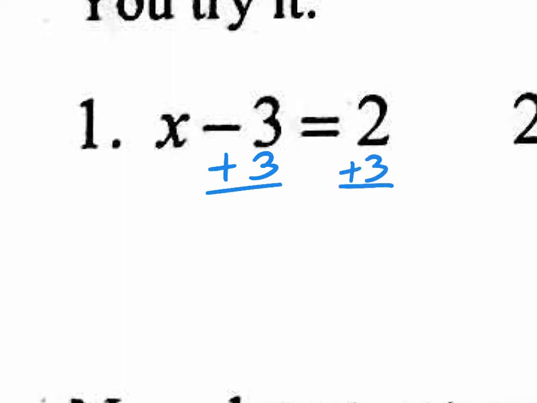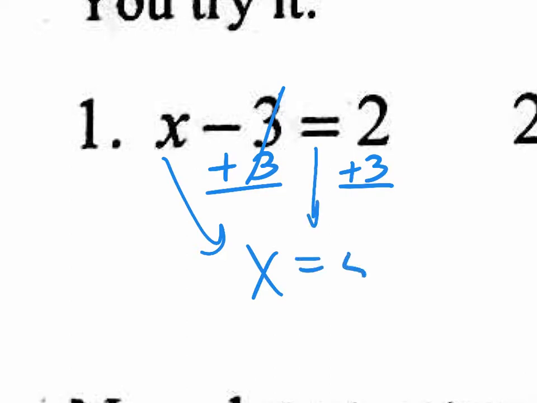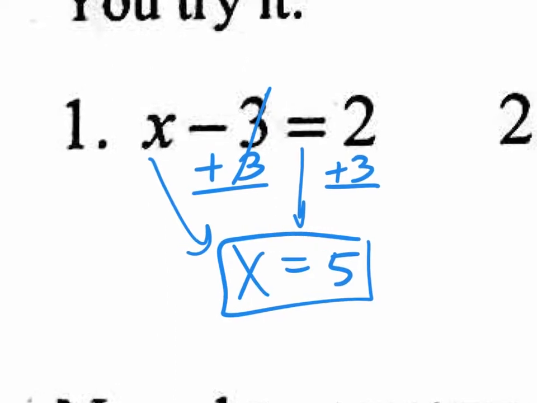What I do to one side, I must do to the other. So yes, right here, 3 and a negative 3 is 0. So I have the x that just comes down, the equal sign comes down, and 2 plus 3 is 5. I'm done. If I wanted to double check it, I simply think, okay, x is 5. Here's 5. 5, take away 3. Does that equal 2? Yes, it does. I'm absolutely positive that this is the correct answer.